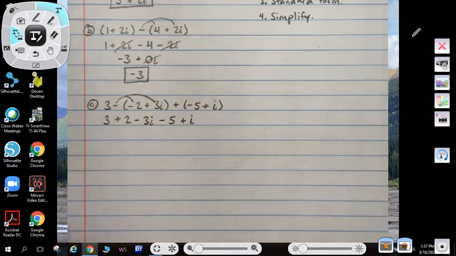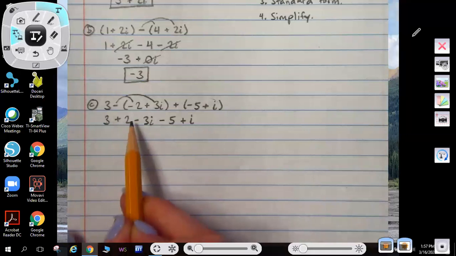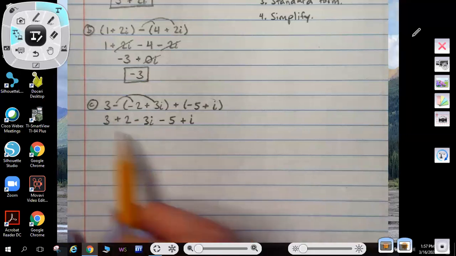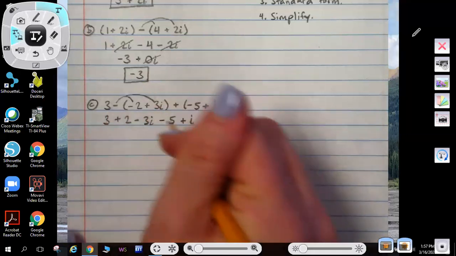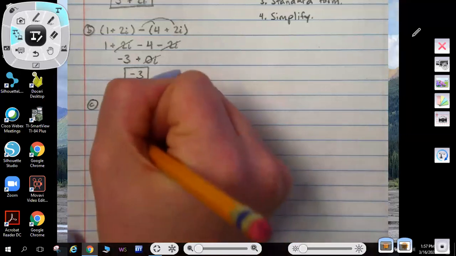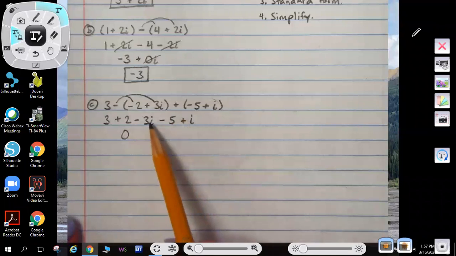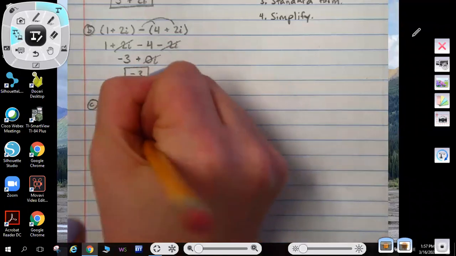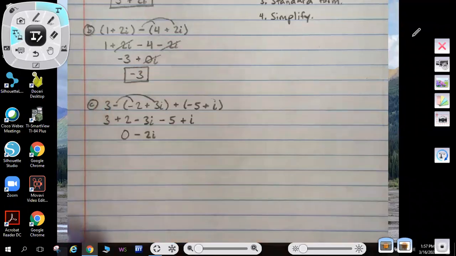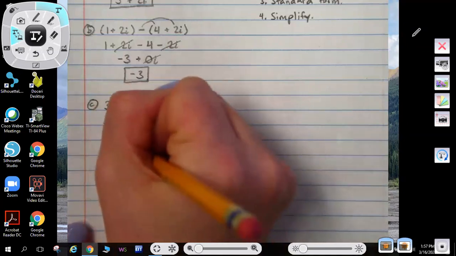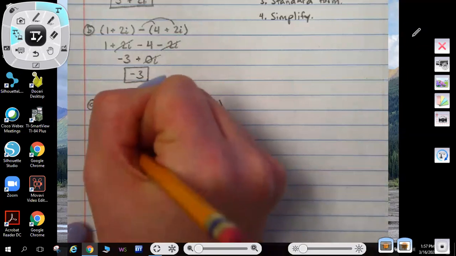Okay, combine like terms. We've got 3 plus 2 minus 5. 3 plus 2 is 5, minus 5 is 0. And negative 3i plus i is negative 2i. So to simplify this, we would just write negative 2i, and that's our answer.